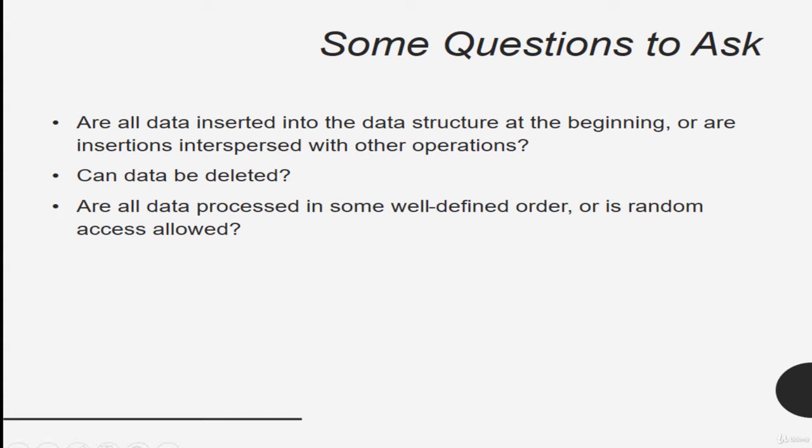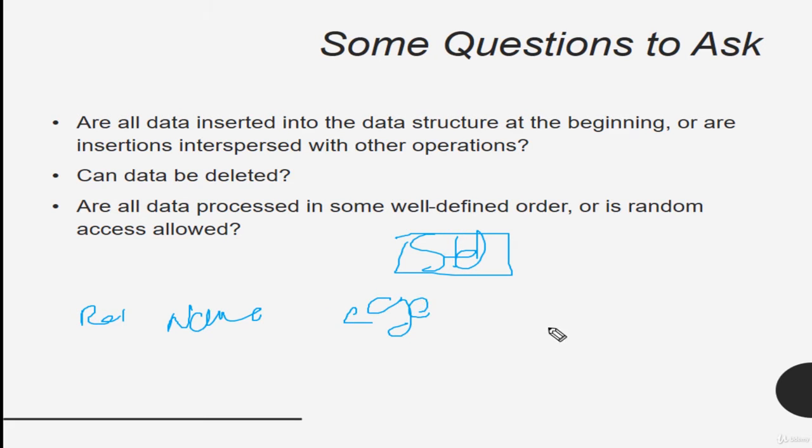Let's just go to one example. For example, we have a student right here. I represent a student as STD, which can have the following details: roll number, name, age, class, and grade.